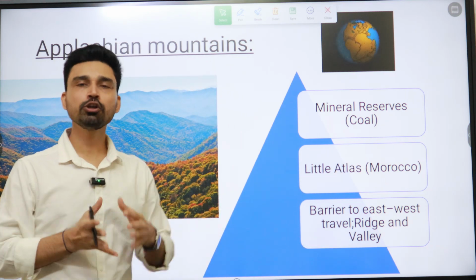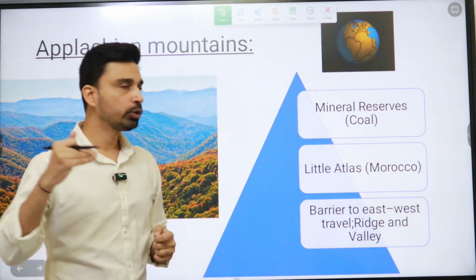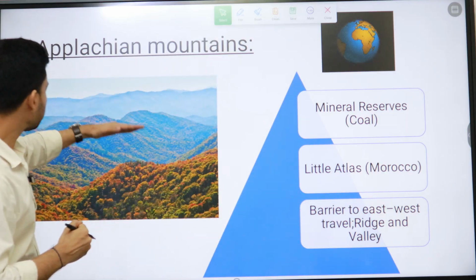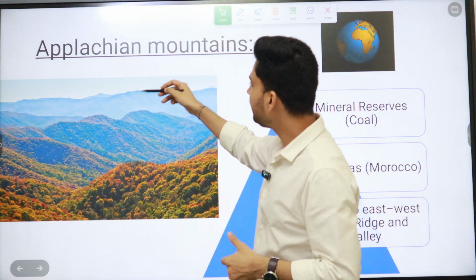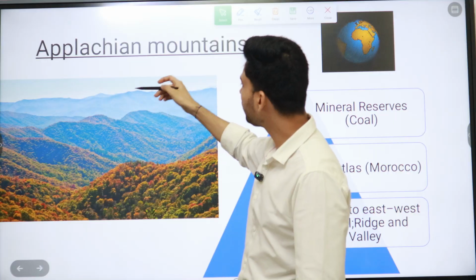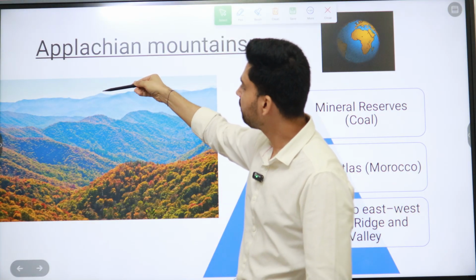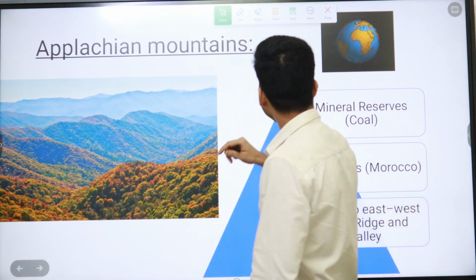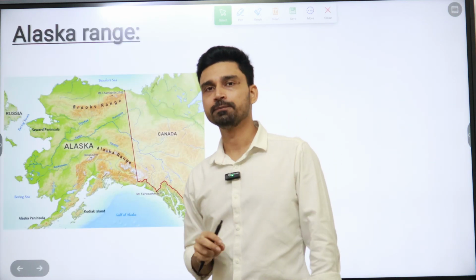Overall, due to the extension of the Appalachian in the north-south direction, it acts as a barrier to east-to-west travel. If you look at this landscape, as clearly seen in the image, you have ridge and valley kind of topography. Ridges mean the uplifted part, the upper part of the mountain, and valley is the depressed part that you can see from here. So you start from the north, you can see ridge, valley, this kind of topography. Something similar you would see in the Himalayas also, especially in the Shivalik Himalayas.